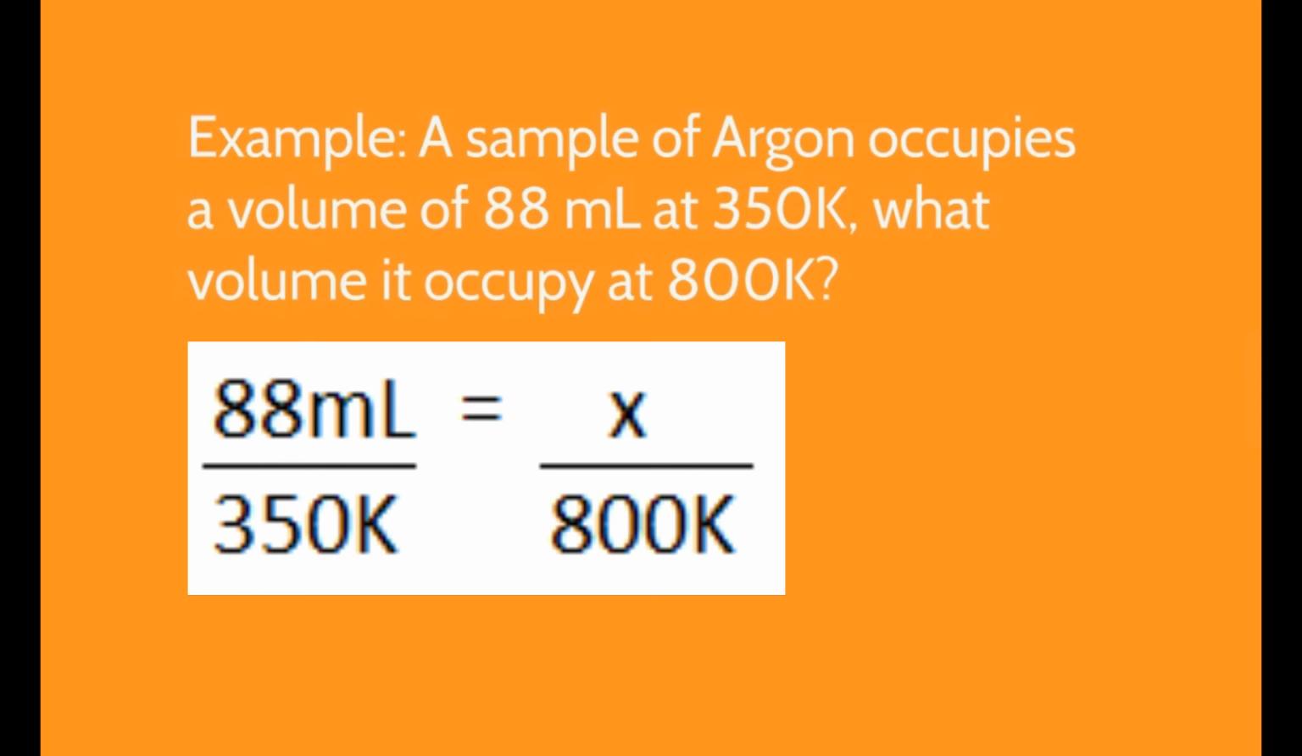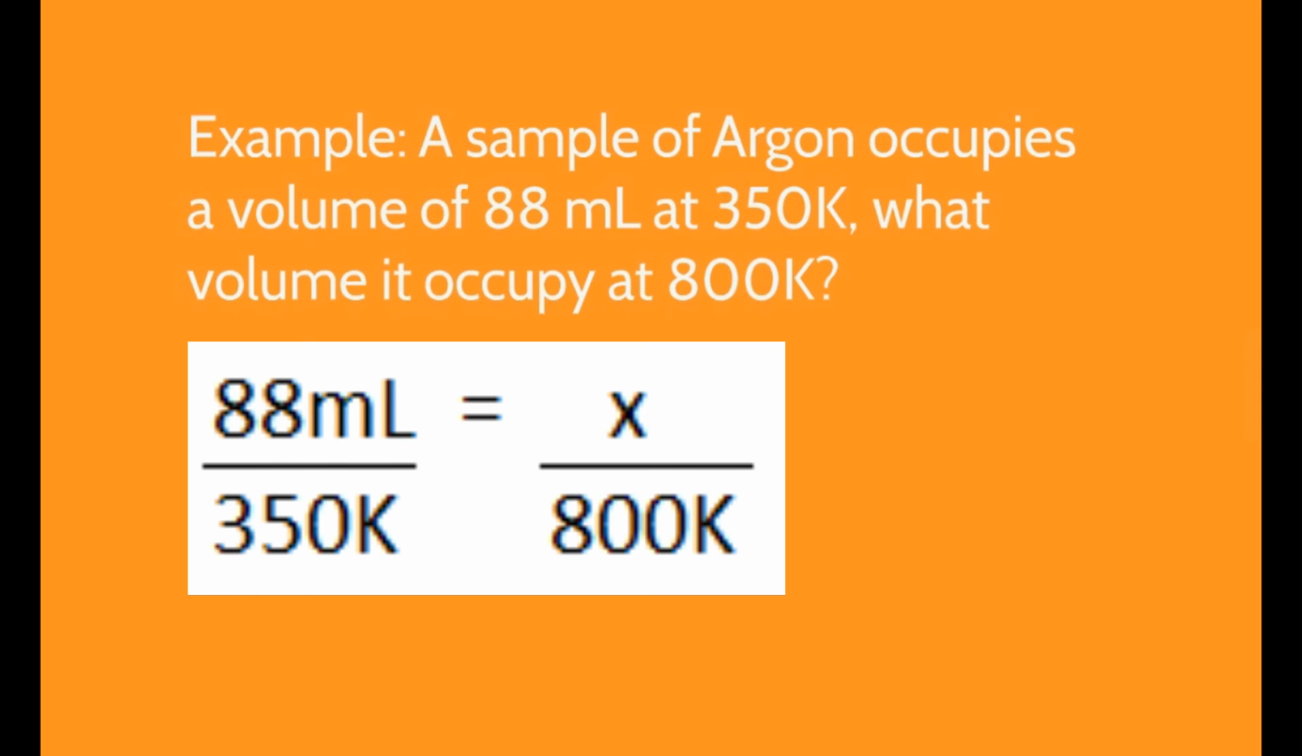So, in the end, you should have 88 times 800 divided by 350. I ain't doing 201. I did the whole problem. Y'all can do the math. It's 201.14. That seems legit.